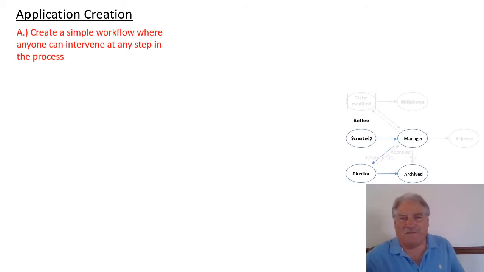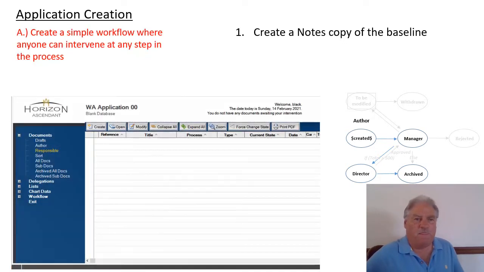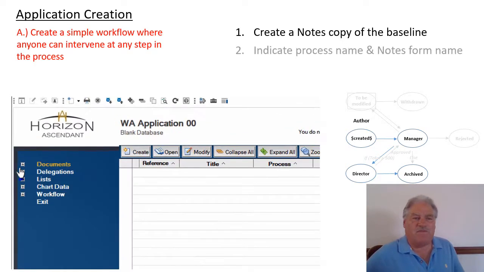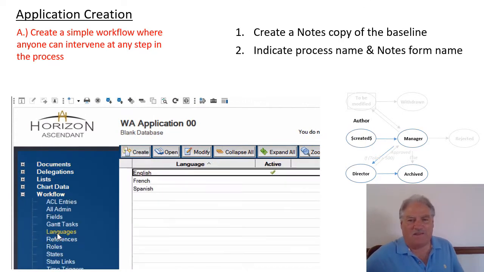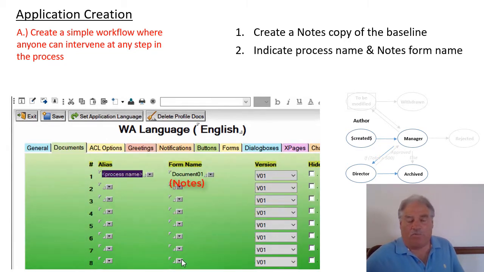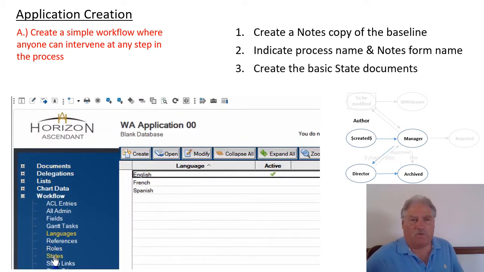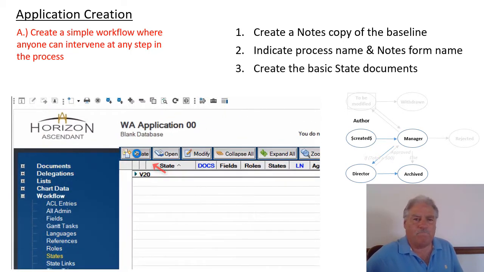All right, so let's dive right into it. We'll create a simple workflow. In a notes database, we'll do a notes copy. And here we're going to say anyone can intervene at any step in the process, keeping it simple. We'll first want to indicate the name of the process as it will be known to the end user. The backend notes form will be named otherwise, document 01.